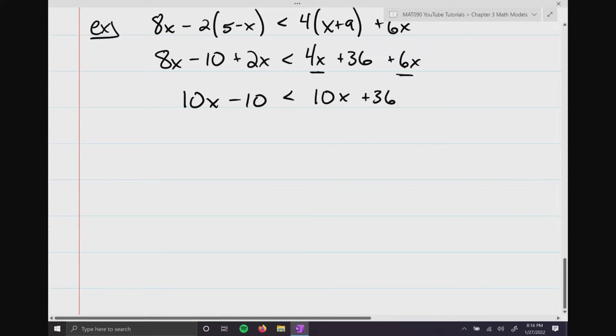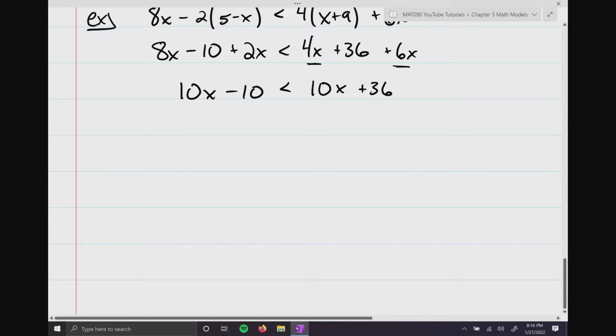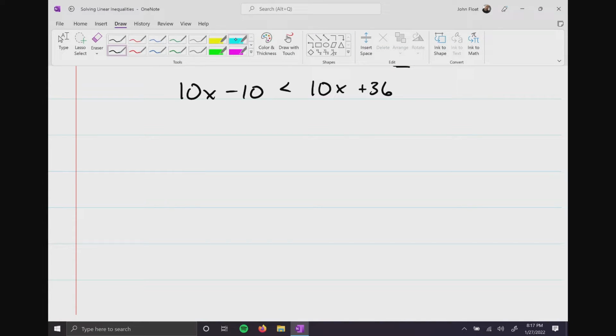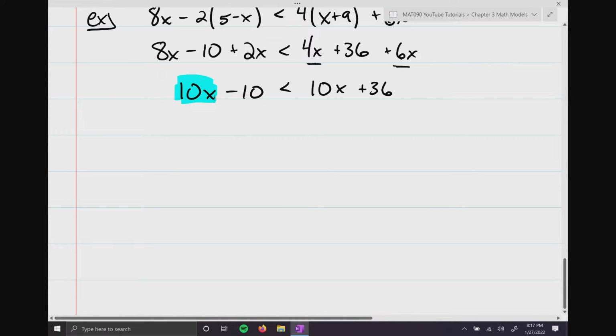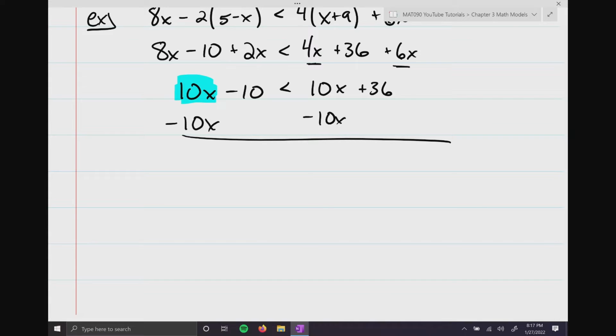Okay, so now from here, we're just going to keep moving, but something's going to happen, all right? So we need to get our variable terms on one side, constant terms on the opposite side. So I'm going to go ahead and get my variable terms together. And the one that I'm going to focus on, so everybody knows, is this 10x right here. So what I'm going to do is subtract 10x from both sides of my inequality. So minus 10x and minus 10x. And I want you to look at what happens here. When I subtract 10x from both sides, it looks as if my variable ends up canceling itself out. And it does. And that's okay.